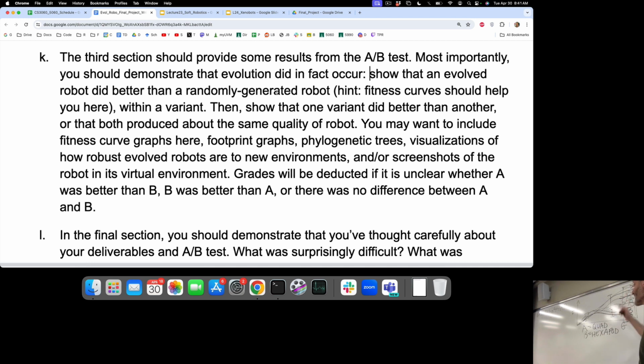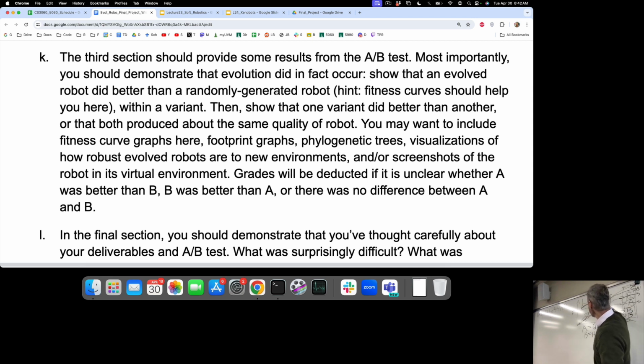The more replicates you have of your runs, the easier it is to see. You might get into a situation where it's very difficult for evolution to make progress. You might get a fitness curve that looks like this. Did evolution occur? Hard to say. You do a bunch of runs, and if they all tend to look like this, it means that, yes, there was a little bit of evolutionary improvement. It wasn't much, but there was some, right?